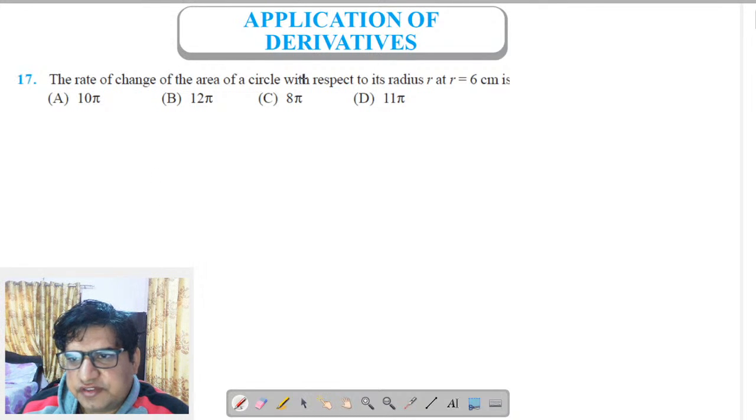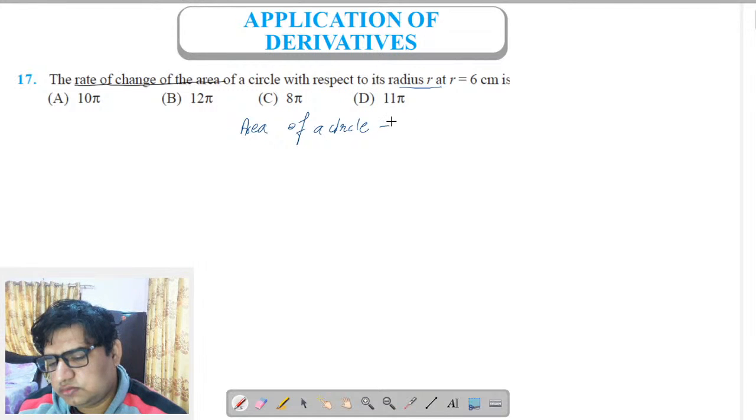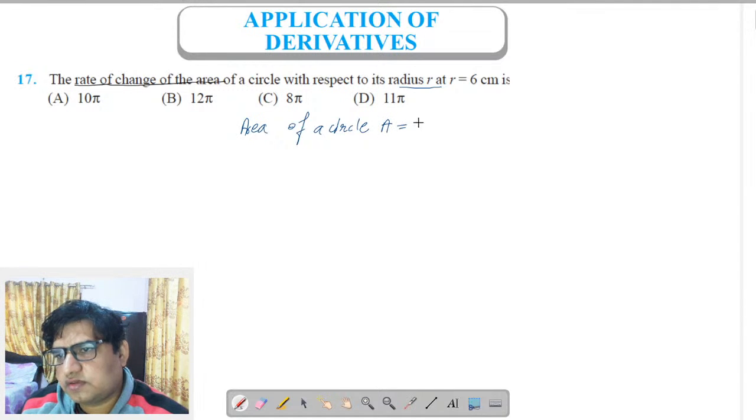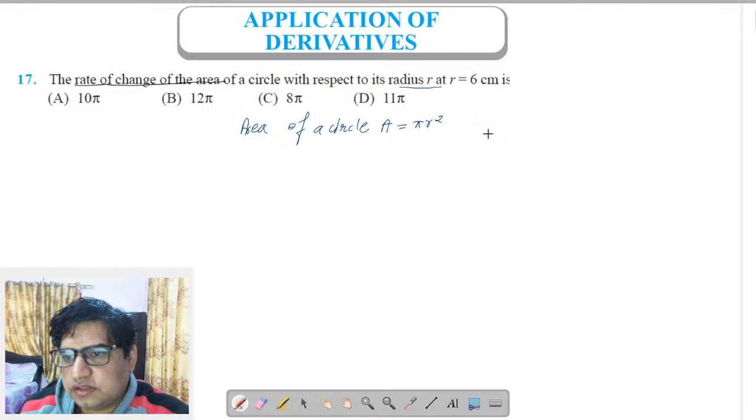The rate of change of area of a circle with respect to radius. So guys, rate of change of area, meaning area is changing, and with respect to whom? Radius. So simply write the area of a circle. Area of circle is equal to pi r square, okay, and in this, let r be the radius, okay.